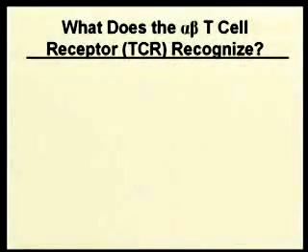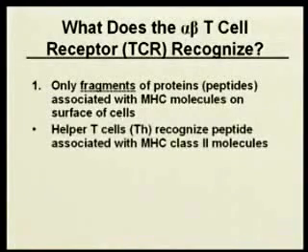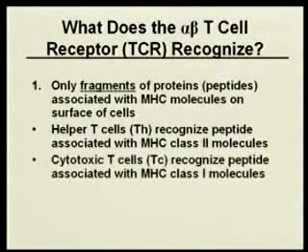So what can a T cell receptor recognize? It turns out that the T cell receptor is very limited in what it can recognize. It can only recognize fragments of proteins associated with the MHC molecule. For the most part, they don't recognize lipids or DNA. Typically, the only thing they can recognize is fragments of proteins. And as we discussed before, the helper T cells recognize the peptide in association with MHC class 2 molecules, and the cytotoxic T cells recognize the peptide in association with a class 1 MHC.